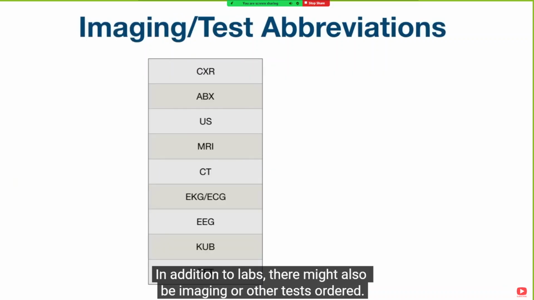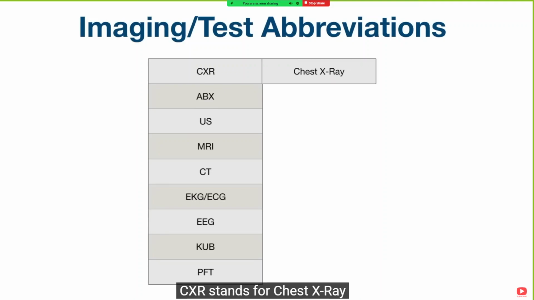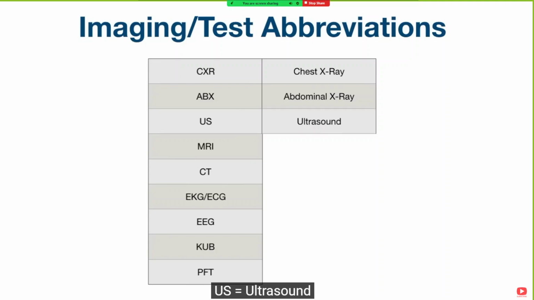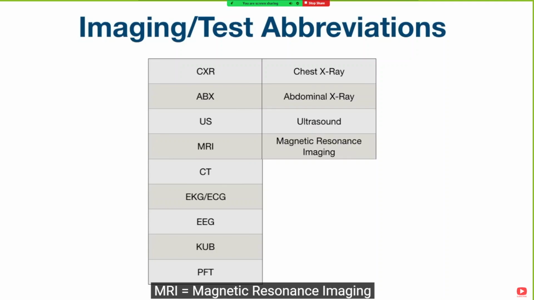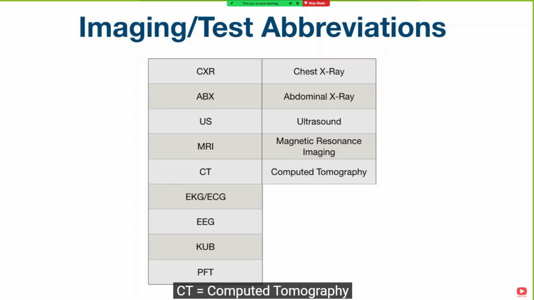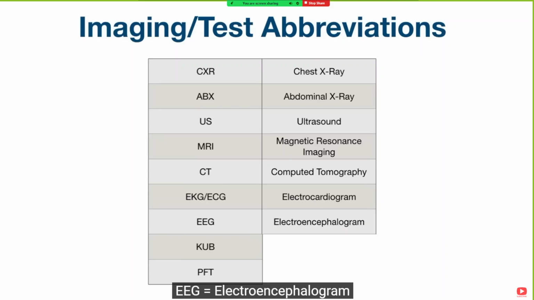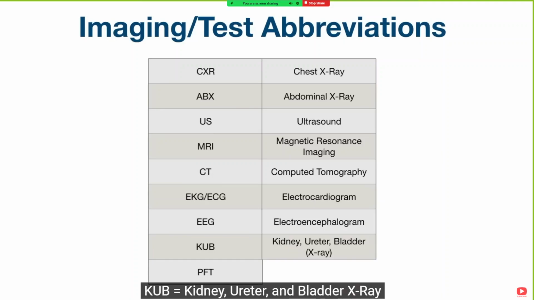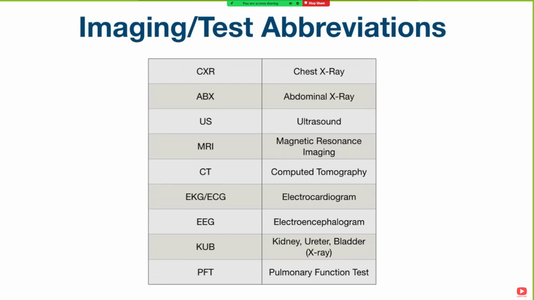In addition to labs, there might also be imaging or other tests ordered. CXR stands for chest X-ray, ABX, abdominal X-ray, US, ultrasound, MRI, magnetic resonance imaging, CT, computed tomography, EKG or ECG, electrocardiogram, EEG, electroencephalogram, KUB, kidney, ureter, and bladder X-ray, PFT, pulmonary function test.